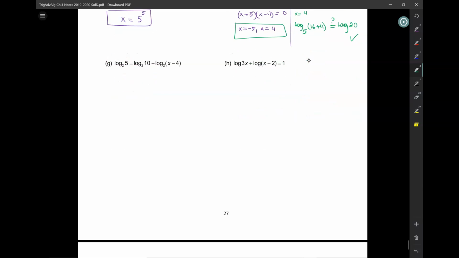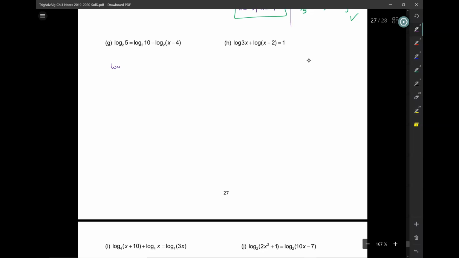All right? Okay, this next one, look here. I have one log on this side, but look at this. I have two logs over there. I need to condense this. So I'm going to make it log base 2, 10 over x minus 4. And now set them equal to each other. So what do we do now? Yeah, multiply by x minus 4 on both sides. So 5 times x minus 4 is equal to 10. Distribute. Add 20. 5x is 30. x is 6.